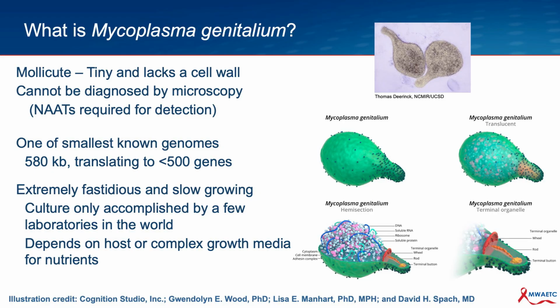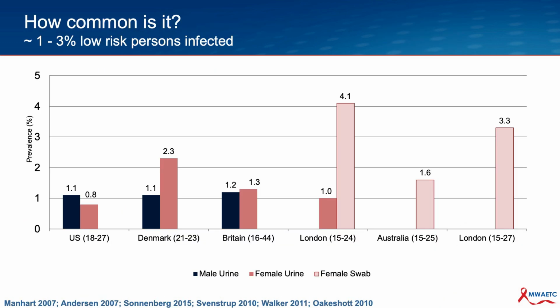It is a very tiny organism that lacks a cell wall. So like chlamydia, you can't see it on gram stain, and it needs to be identified mainly by molecular testing. It has, interestingly, one of the smallest genomes of any living thing and is studied by people to look at the minimum requirement for life. It's extremely fastidious and slow growing, and so culture is only accomplished by a few laboratories in the world, including Gwen Wood's lab here at University of Washington. So it needs a very complex growth media, or it depends on the host for most of its nutrients. So highly associated with the human host, as are many of the STIs we see.